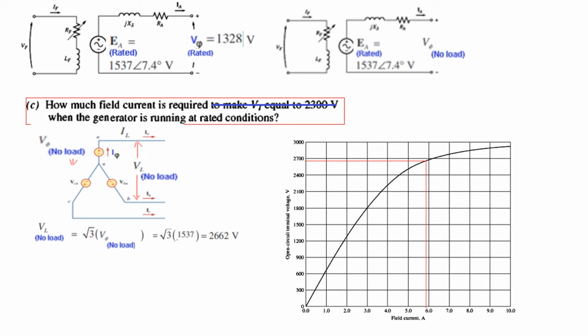And now we'll look at this diagram, the OCC. So for 2662, we need a field current of approximately 5.8, 5.9. Okay, so this is the open circuit voltage, Vt open circuit. From here we're looking at that, and so the field current is 5.9 ampere. So this is slightly tricky, but if you concentrate, it will be easier to find out.